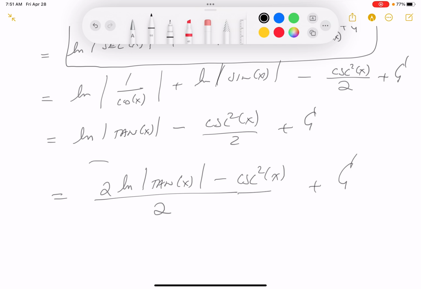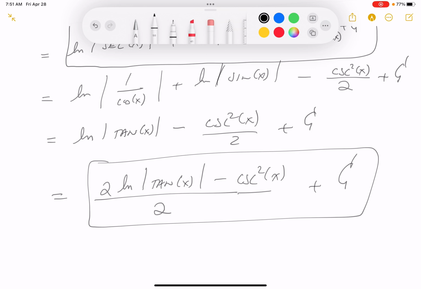I'm going to say it's also another good answer. I'm going to get my red pen out and take a look at it. It's a tough problem, by the way. So let's see if we got the answer. I'm seeing this. Oops, sorry about that. I'm seeing 2 natural log of tan x minus the cosecant squared over 2 plus c.